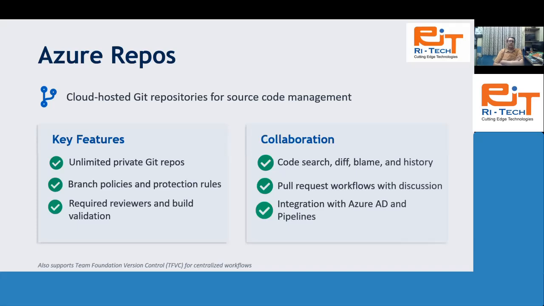Collaboration support, search, diffing algorithm is available here. So blame and history. So you can collaborate on the repos with a code search tool, a diffing tool, a blame tool or a history tool, to the pull request workflow to discussion. So what is the discussion happening? So as per that, you can do the workflow pulling.